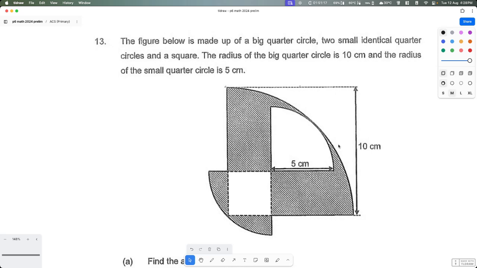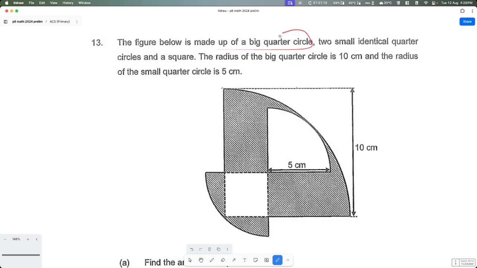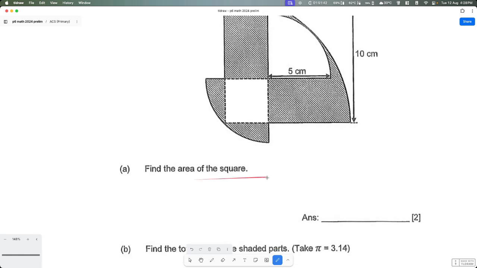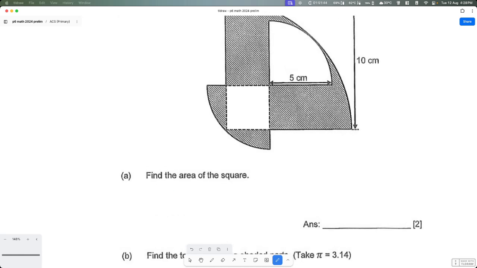Question number 13. The figure below is made of a big quarter circle, two small identical quarter circles, that's what you see over here, two small ones, and a square. The radius of the big quarter circle is 10 centimeters, and the radius of the small quarter circle is 5 centimeters. Find the area of the square.